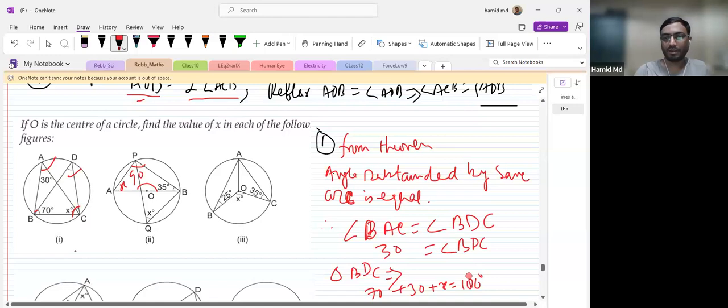70 plus 30 is 100 degrees. Then I subtract it from 180. So it will be 80 degrees. Got the point. This is 80 degrees. So how will we do it?